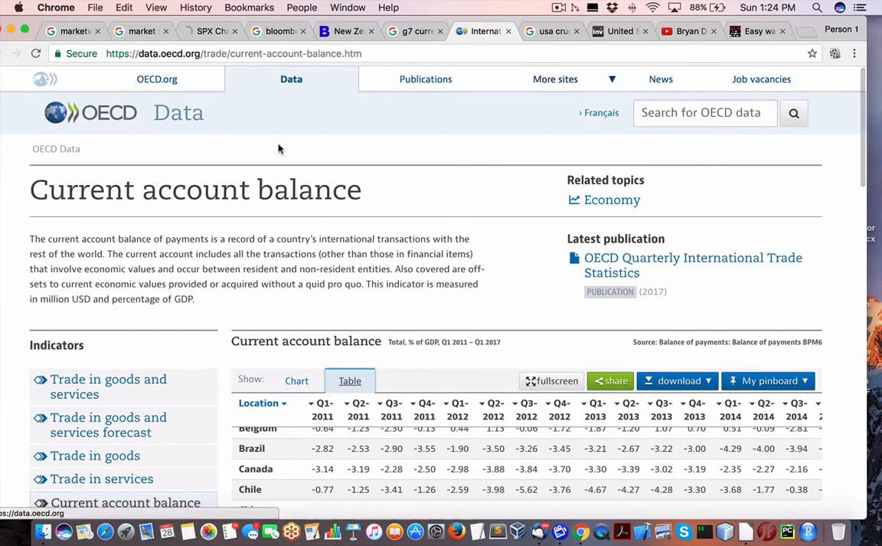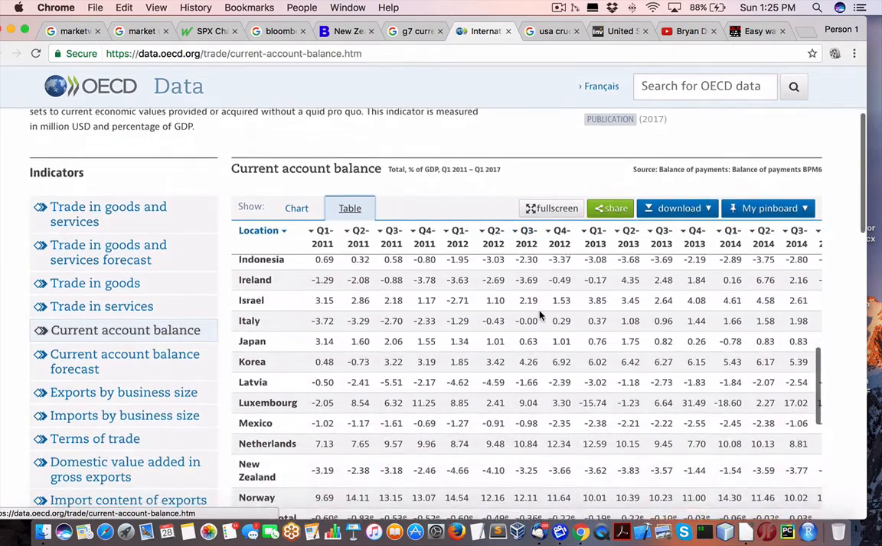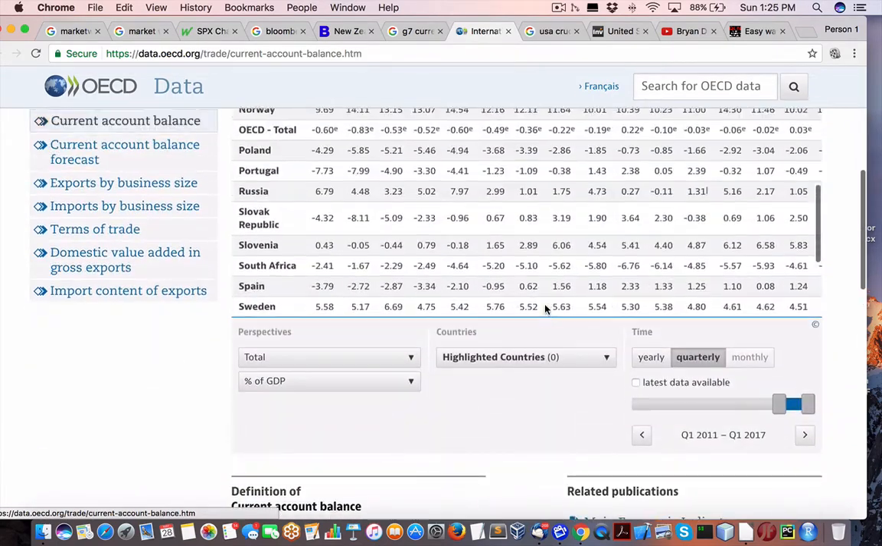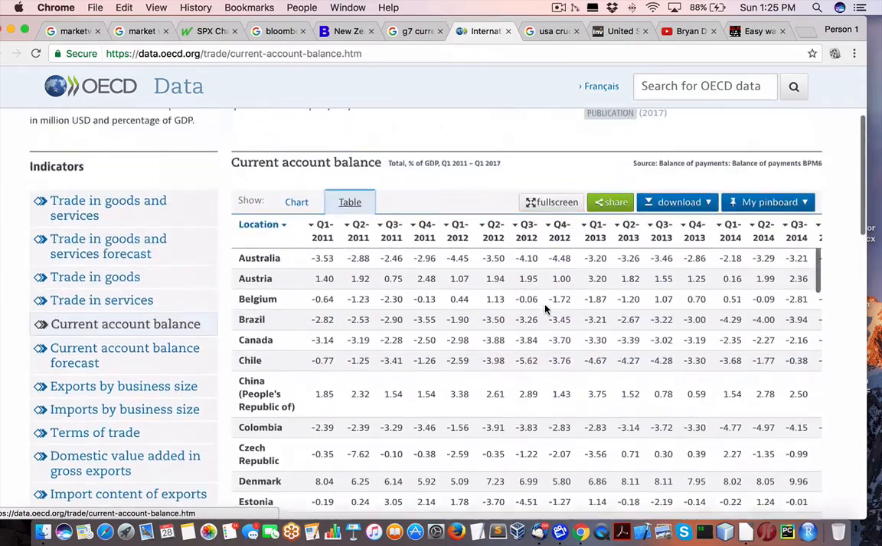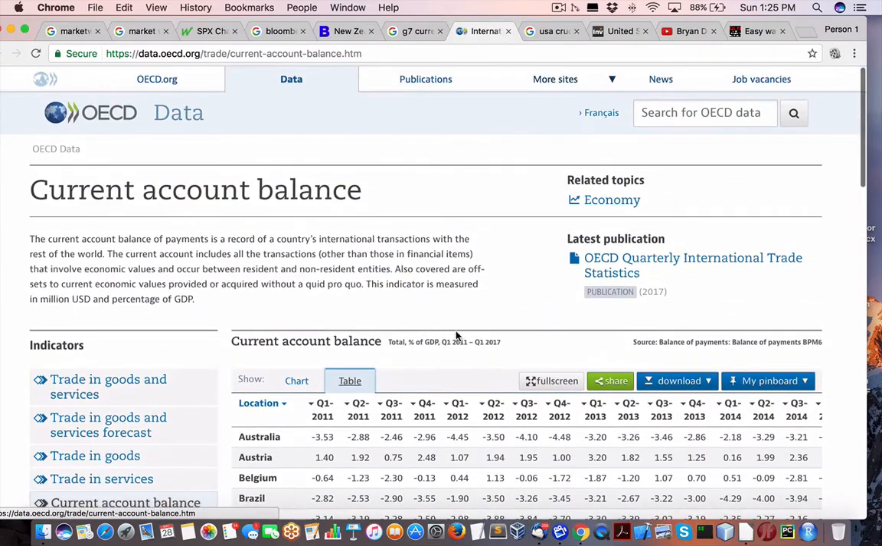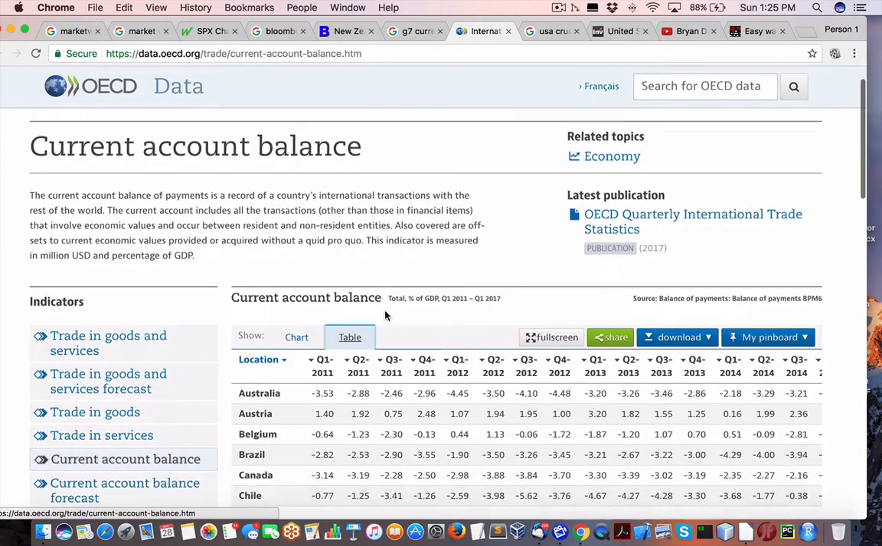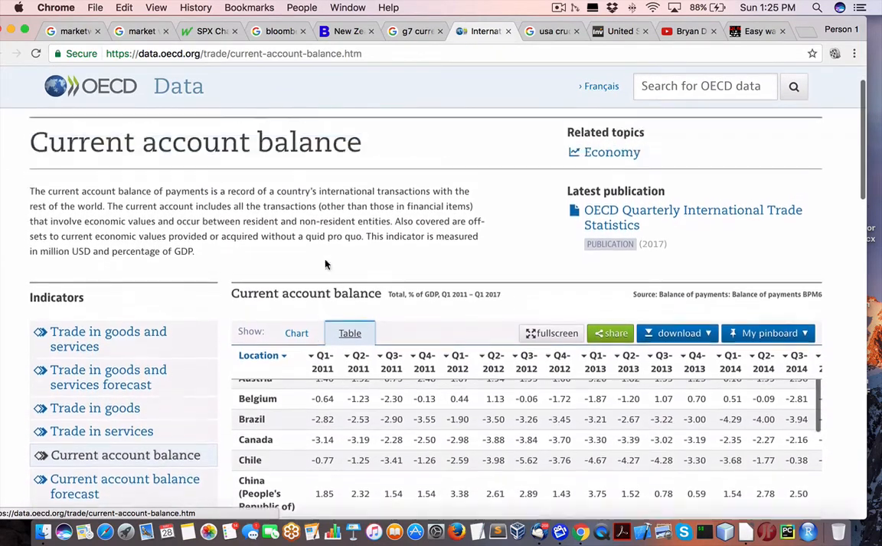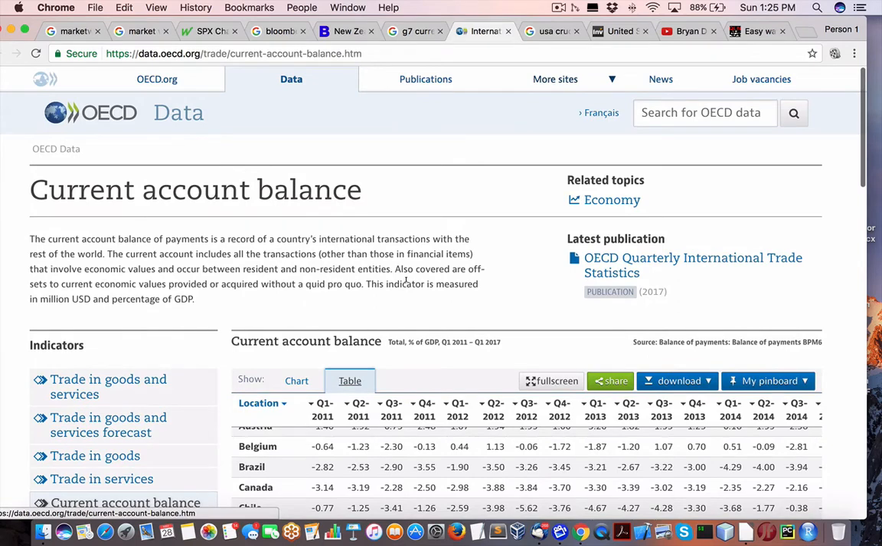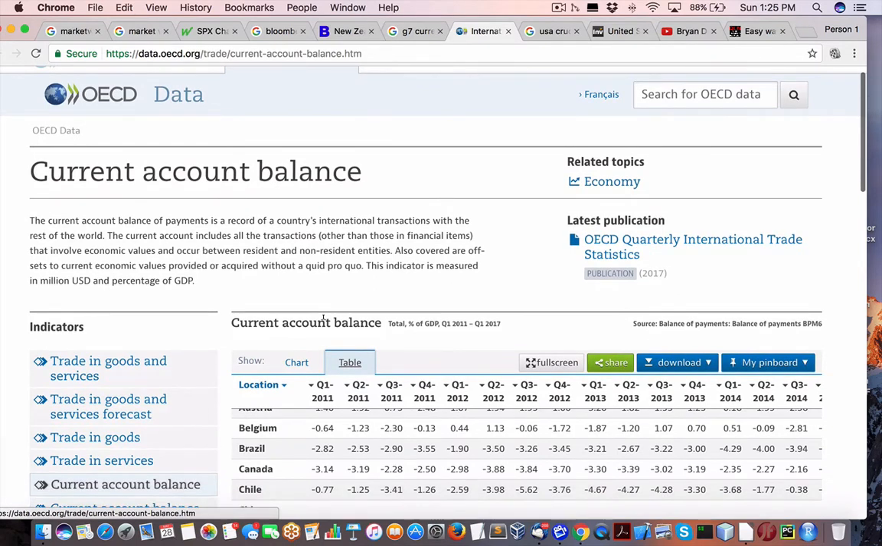So there's the OECD. They have a set of countries here that you can measure and see how their economies are doing, which will obviously impact your relationship with the government that you pay tax to. Now, check this out. This is the current balance, okay? Now, this is the total percent of GDP.